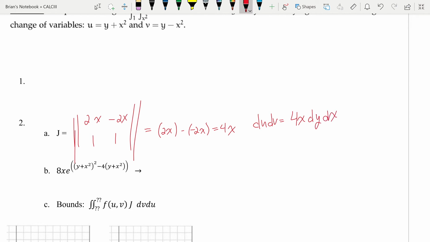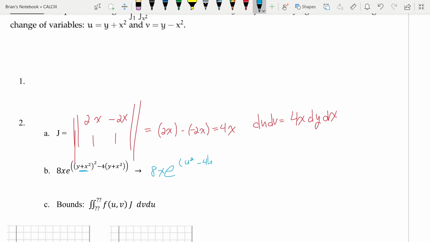So that's your Jacobian. That's nice because I see an 8x here, which means that 8x will go away when we go to du dv. So let's just convert this function into u. We'll have 8x times e to the power of, okay, so this right there is equal to u squared, right? And then the next one, minus 4 times u.